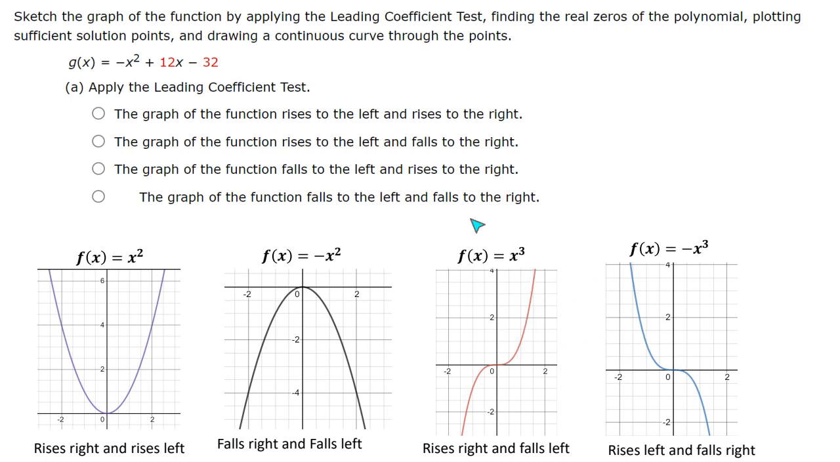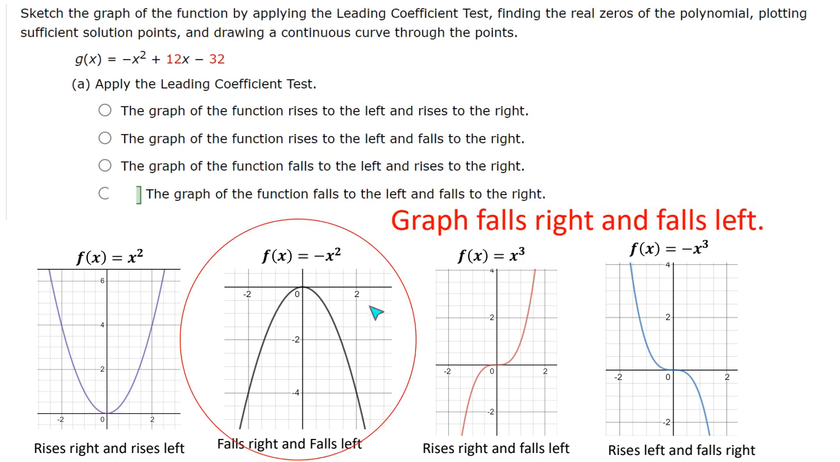If we look at our problem here, we have x squared, so our behavior is going to be like one of the first 2 graphs. Then we have a negative in front of the x squared, so our behavior is going to be like this one that I circled. We can say that the graph is going to fall to the right and fall to the left. So that would be the last option.